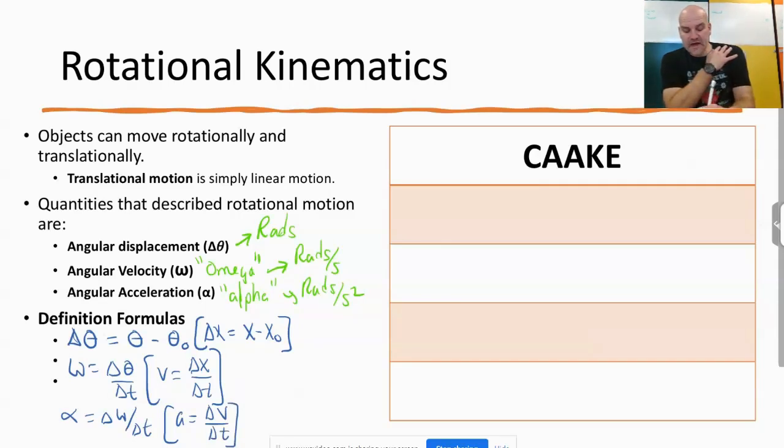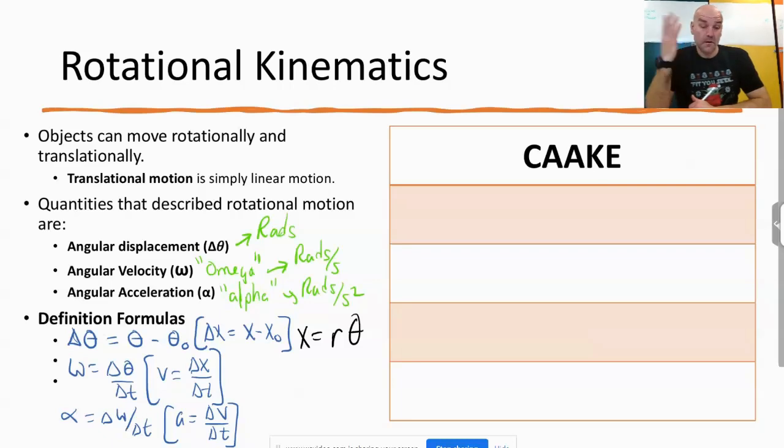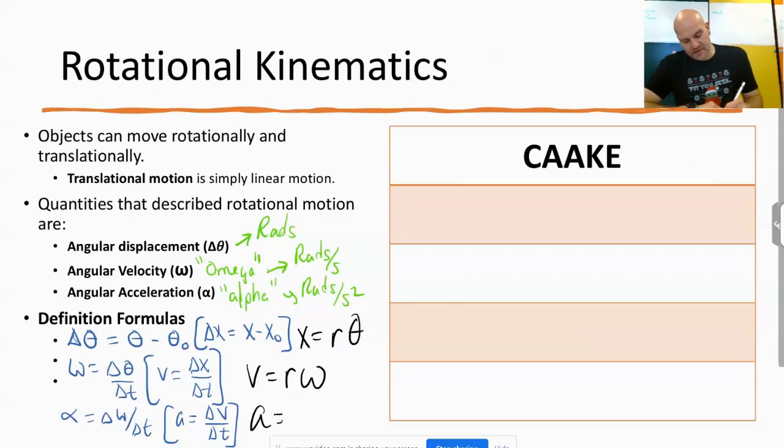So there are equations that do relate linear to rotation. So for example, x equals r theta. You should have seen this equation in math class, because this is the arc length equation. In math, they call it s, but here we'll just call it x. Then you have velocity is r omega, and acceleration, you can kind of guess by following the pattern, it's r alpha. Okay, so r meaning the radius.